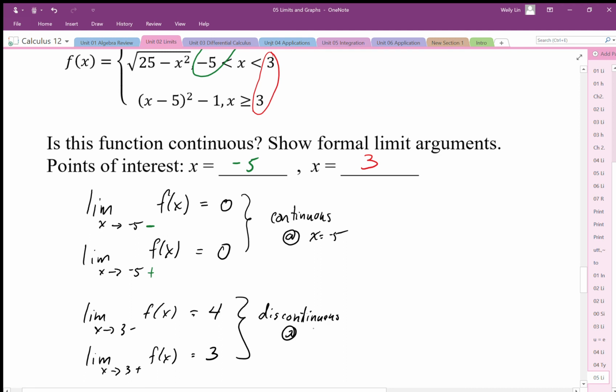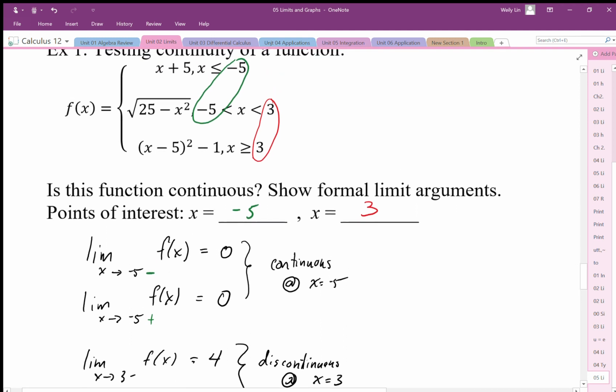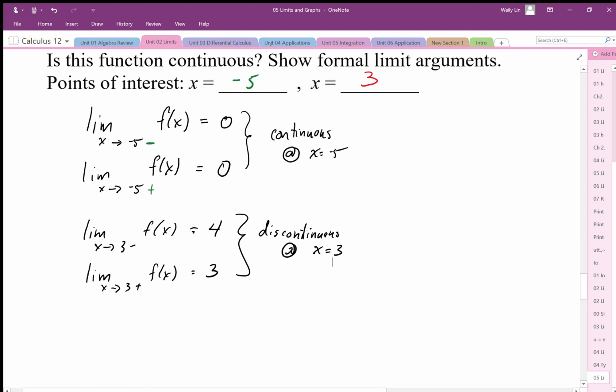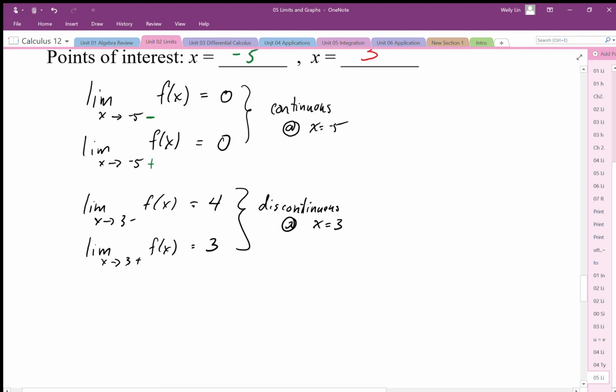So this one passes both tests. The left and right-hand limits are equal, and the point is defined at x equals -5. Here, this just doesn't pass the first test of continuity, in that the left and right-hand limits do not equate. So that cannot be continuous because of that.